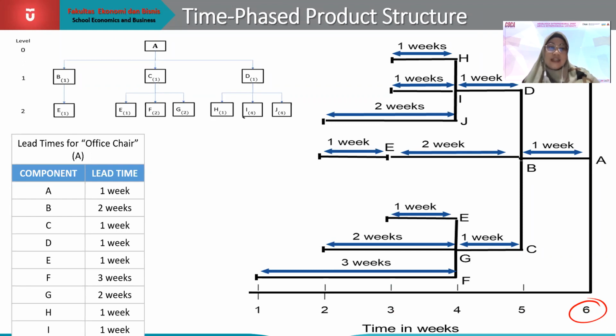Okay. Let's say that in this information there is no information about the total weeks you need to make 25 chairs, but there is some information on the lead time for each component. For example, the table here informs you about the lead time for each component. For component A, you need 1 week. For component B, 2 weeks, and then component C, 1 week, and etc. So this information is given. Then we need to know how we can work out this lead time. Time phase product structures.